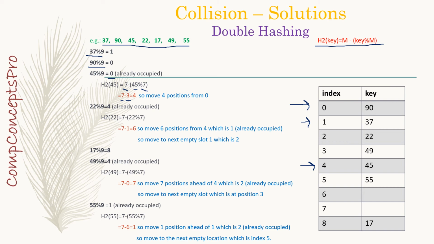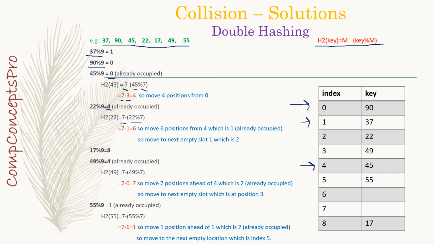The next key is 22. 22 mod 9 gives 4, which is already occupied. So again we will use the double hashing conflict resolution formula. So 7 minus key mod m, key is 22. So 22 mod 7 gives 1. So 7 minus 1 is 6. So now we have to move 6 positions from 4. So 6 positions from 4 is the index position 1.